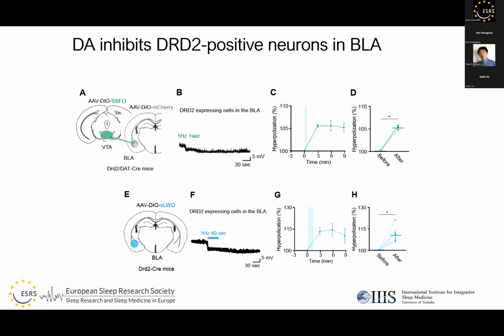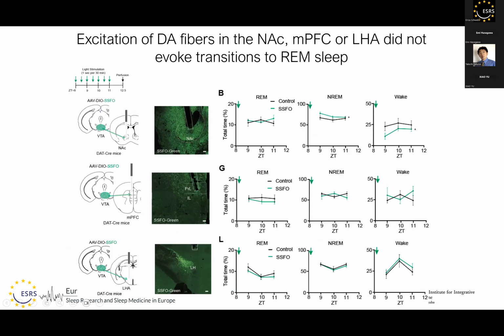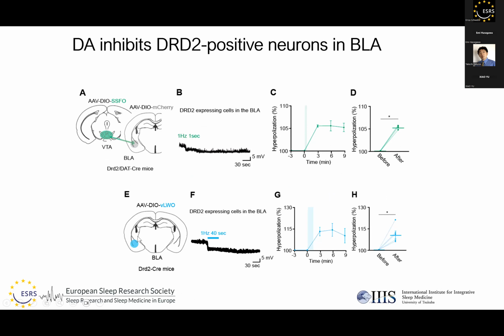So next, we tried to mimic the hyperpolarization by directly inhibiting DRD2 cells in the BLA. For that purpose, we expressed VLWO in the DRD2 cells in DRD2 Cre mice by applying a Cre-dependent AAV vector, and we prepared slice preparations and subjected them to whole cell recordings. And we found that optogenetic inhibition, applying blue light to inhibit these cells through VLWO, caused hyperpolarization in a similar time course to that induced by excitation of the DA fibers.